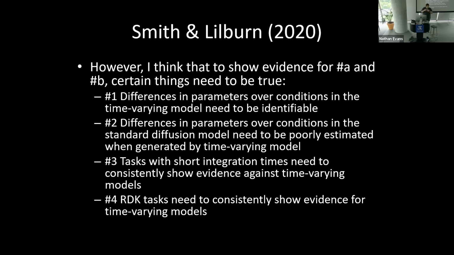If your argument is that the underlying process is a time varying drift rate and you're fitting it with a non-time varying drift rate, and this is causing issues with selective influence inferences, then logically, if you generate with this model and fit with the simpler model, you should get more violations than are actually true. Thirdly, you should see tasks with shorter integration time, essentially non-motion tasks, like brightness discrimination in the context that I use here, show evidence against the time varying model. They should be in favor of a standard diffusion model. And lastly, these random dot motion tasks should consistently show evidence for the time varying model, not just perhaps in Dutil et al.